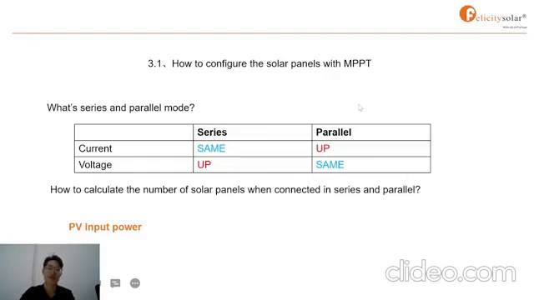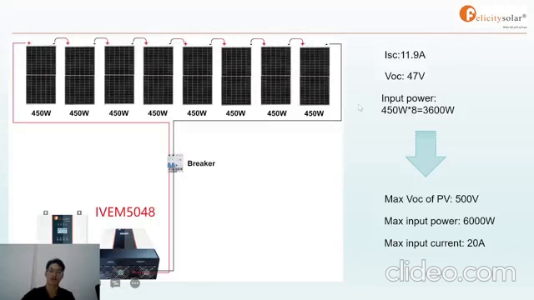The first one is the PV input power, especially the max PV input power. The next is the open circuit voltage. And the third one is the short circuit current. Okay. For example, let's give you some examples. You can see that from this picture.